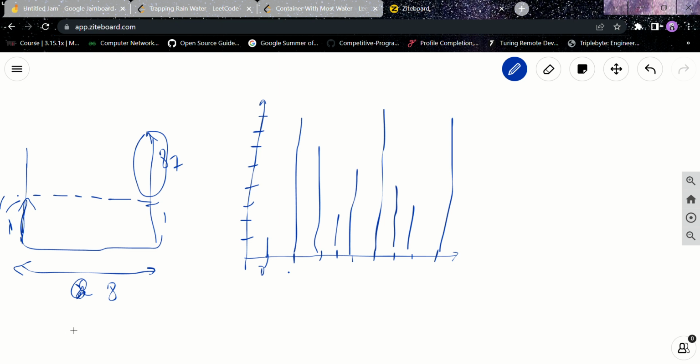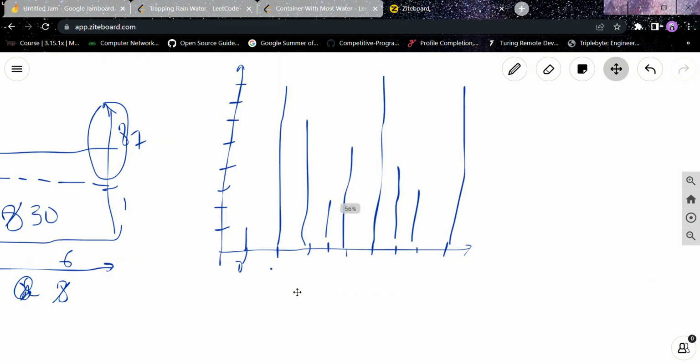So let's check what will be its area. It will be 8. But what if the base is equal to 6 and the height is equal to, let's say, 5, and this height is equal to 8 only? Now what will be the maximum area? The area will be 6 cross 5, which is equal to 30. So obviously the base is a little less than 8, but the overall area is quite bigger than the previous one. So that is what we have to check.